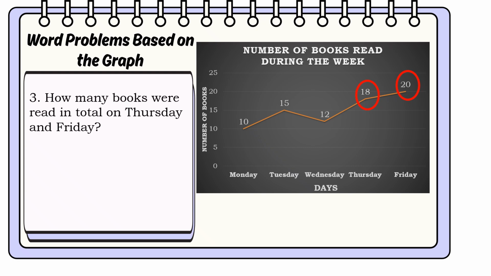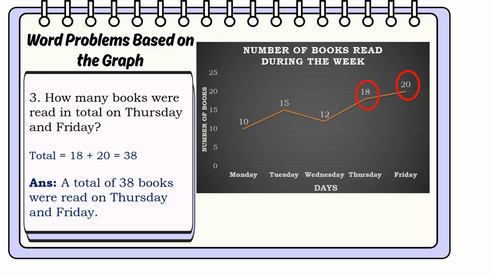How many books were read in total on Thursday and Friday? What do you think the answer is? Alright, we're going to find out what our clue word is. So we have here total. What does it mean? What operation are we going to use? Yes, you are right. We're going to add 18 and 20, and the answer is equal to 38. Therefore, a total of 38 books were read on Thursday and Friday.